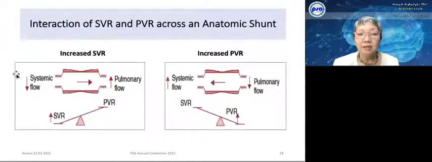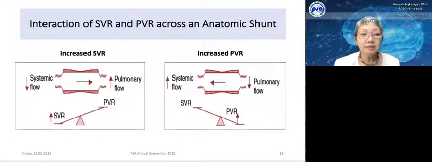Having said this, the interaction is further affected by the resistance, not only by the obstruction. Meaning to say, if there is increased systemic vascular resistance, the flow will not be adequate. There will be decreased flow, and the tendency now is for the direction of the shunt to move towards the pulmonary. And in like manner, high pulmonary vascular resistance will lead to decreased pulmonary blood flow and a tendency to shunt flow towards the systemic.